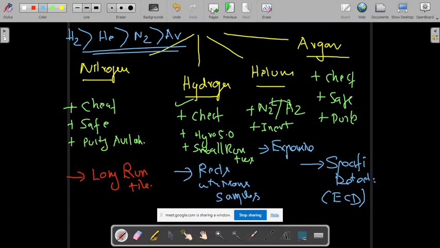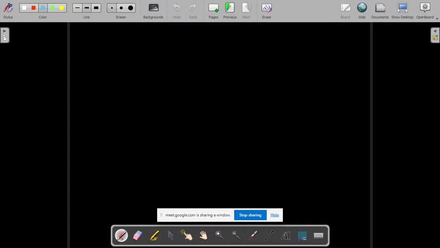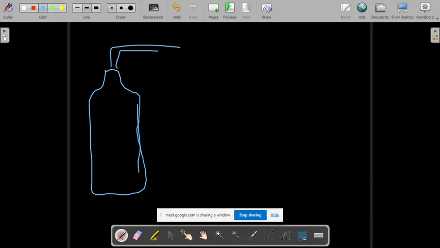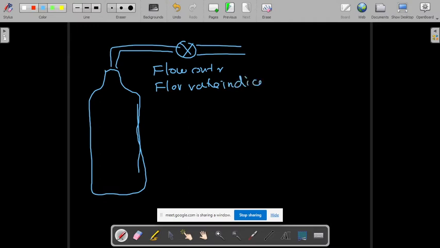Okay, and these gases are stored in cylinders. So you need to control the flow. You have flow controllers and flow rate indicators. Okay, you have flow controllers or flow rate indicators.